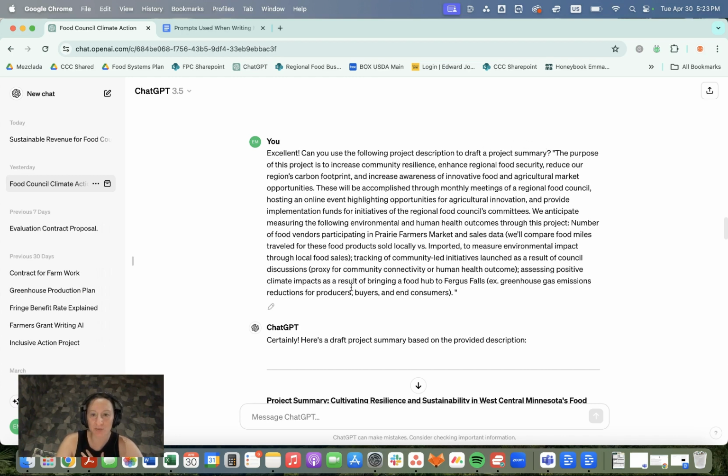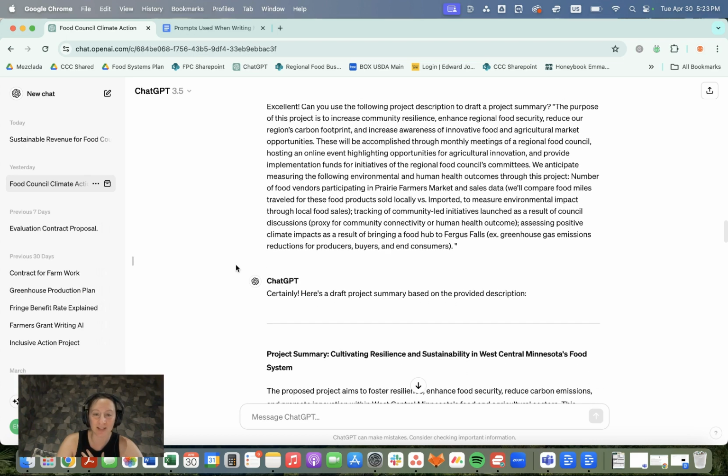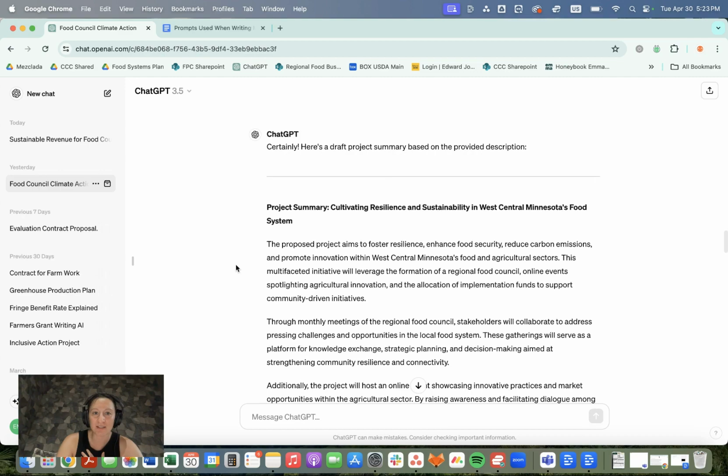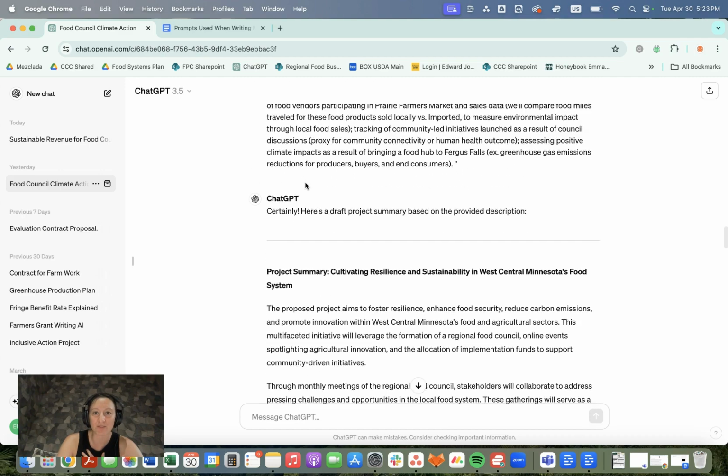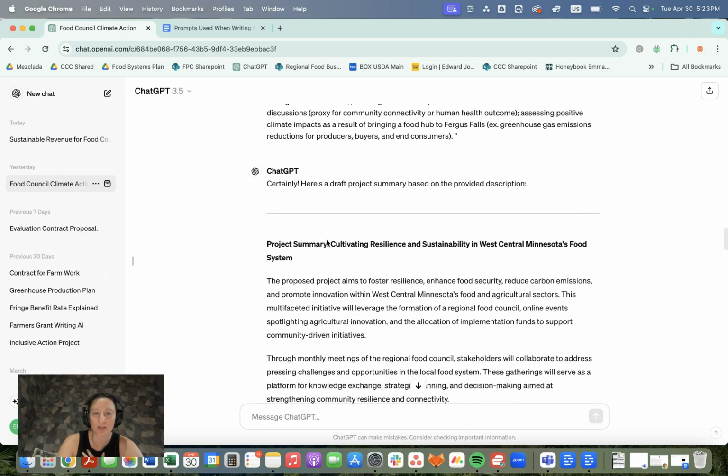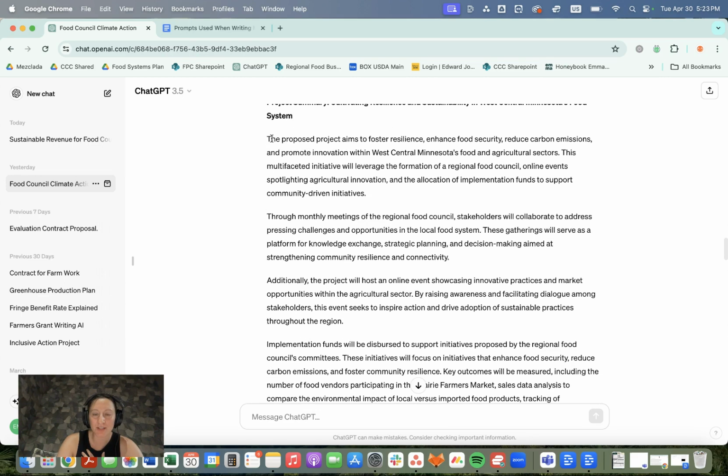And this is also what they came up with. I believe we ended up using that exactly as it was. And yes, so, okay, this is what they had. So this was the prompt, and then this is what it ended up spitting out. Proposed project aims to foster resilience, enhance food security, reduce carbon emissions, and promote innovation within West Central Minnesota's food and agricultural sectors. This multifaceted initiative will leverage the formation of a regional food council, online events spotlighting agricultural innovation, and the allocation of implementation funds to support community-driven initiatives.